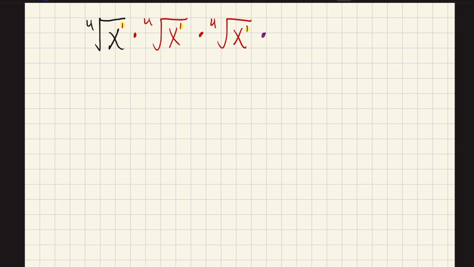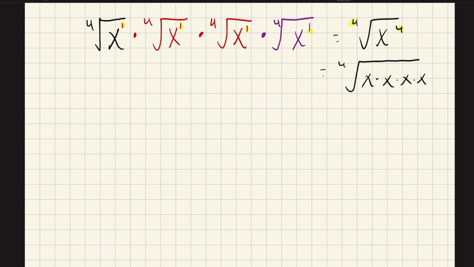Then I do one more here, quartic root x to the 1. And now if I add these, I now have quartic root x to the 4. And now these 4s, they will simplify because, again, same idea. If I go x times x times x times x, since the index is 4, I'm looking for groups of 4. So this whole thing will be pulled out, and then I'm just left with x.